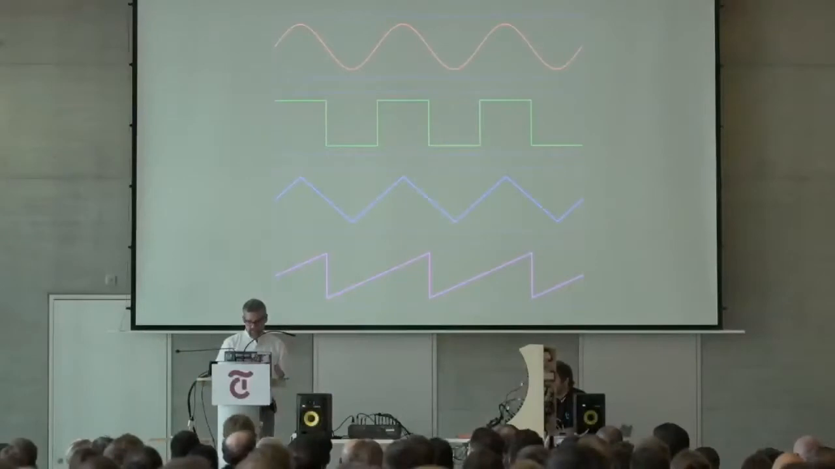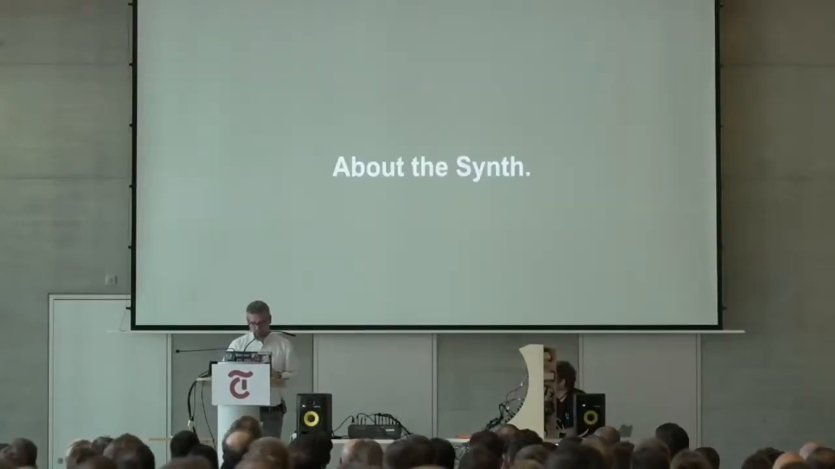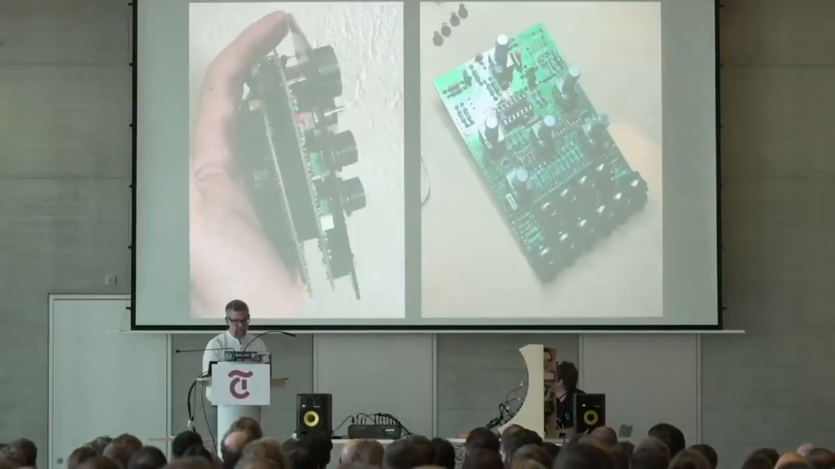So that's relevant. So we looked at 4 different kinds of waves, actually 3, but there's 4 different basic waves that are produced by an oscillator. And the frequency can be very fast or very slow. But let me first talk about the synth, this monster beast you see sitting here.